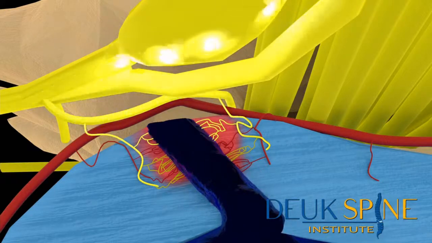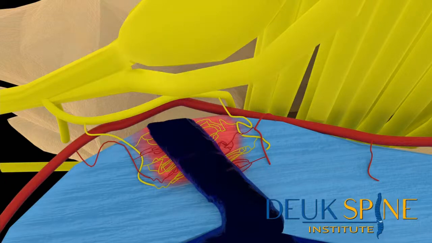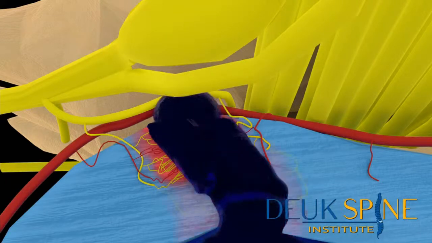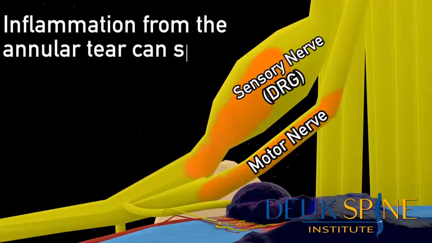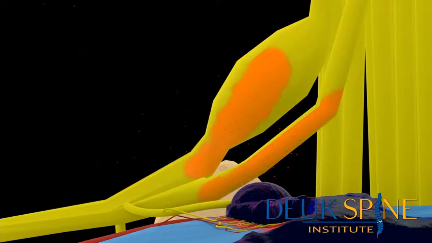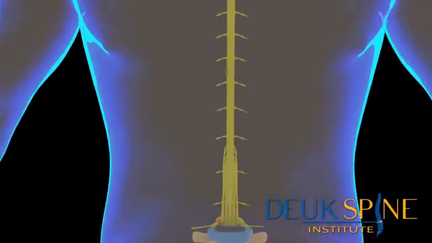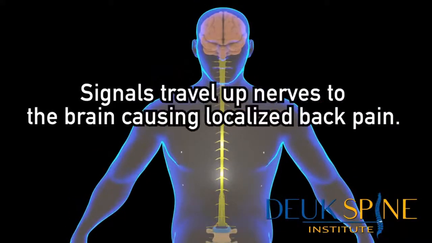Now we're going on both sides. Additional injuries can cause symptoms to worsen. Inflammation from the annular tear can spread to nearby nerve roots, causing leg pain. Basically leg symptoms on both sides. So our goal is to treat those. Signals travel up nerves to the brain, causing localized back pain.